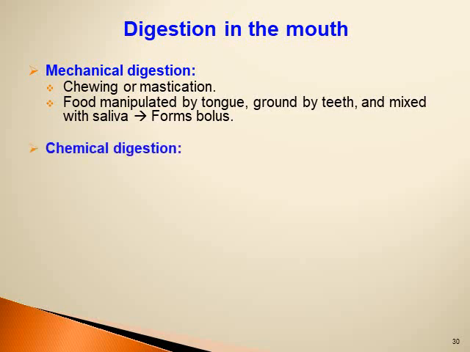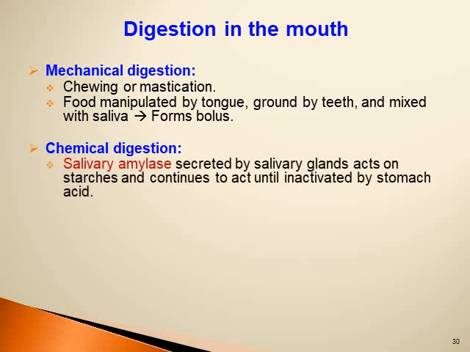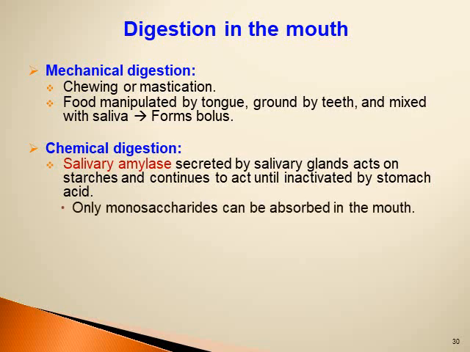Another form of digestion that also happens in the mouth is the chemical digestion. Salivary amylase secreted by the salivary glands acts on starch and contributes to the act until inactivated by the stomach acid. So the salivary amylase will start digestion in the oral cavity and will continue until the bolus reaches the stomach, because this salivary amylase is inactivated by the low pH of the stomach.